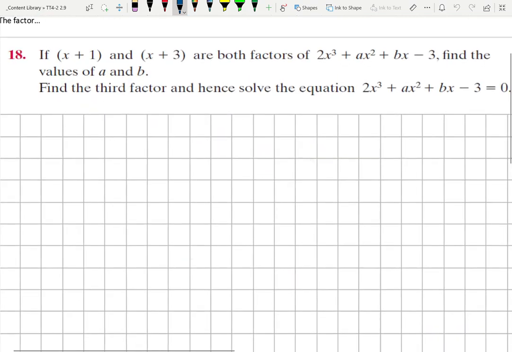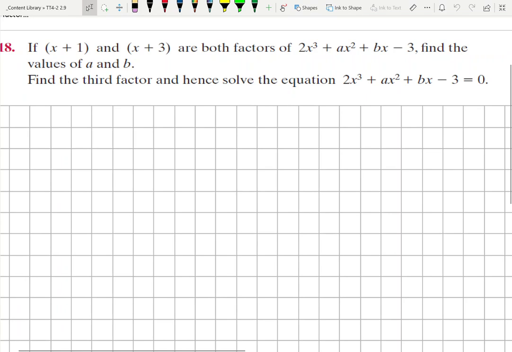Question 18. Minus 1 and minus 3 are the roots. Okay, they want us to, okay, split it in two. So do it the way they want us to do it.